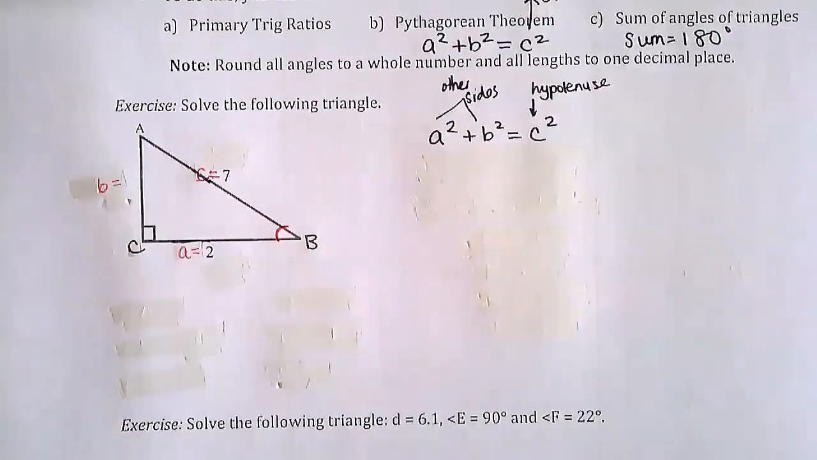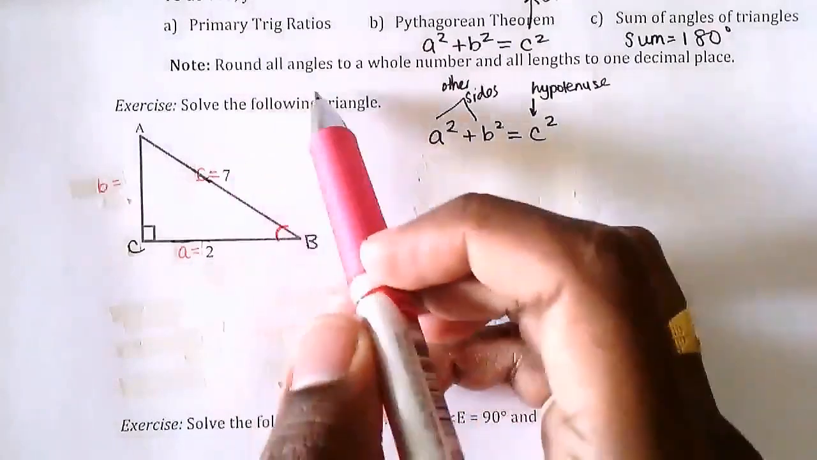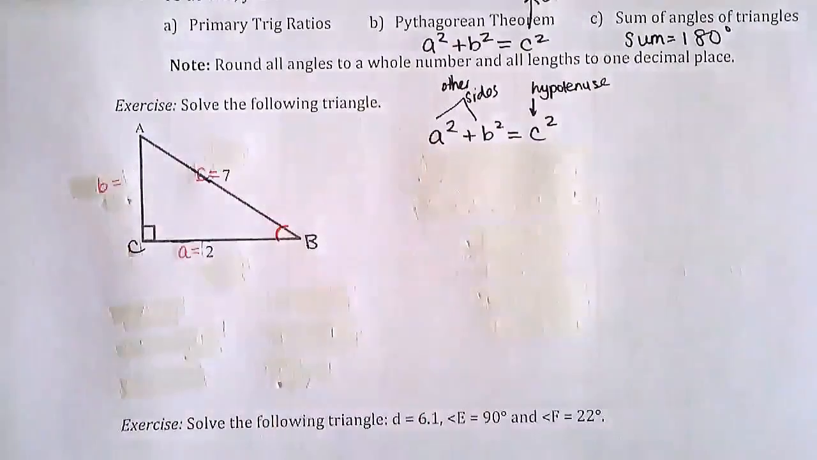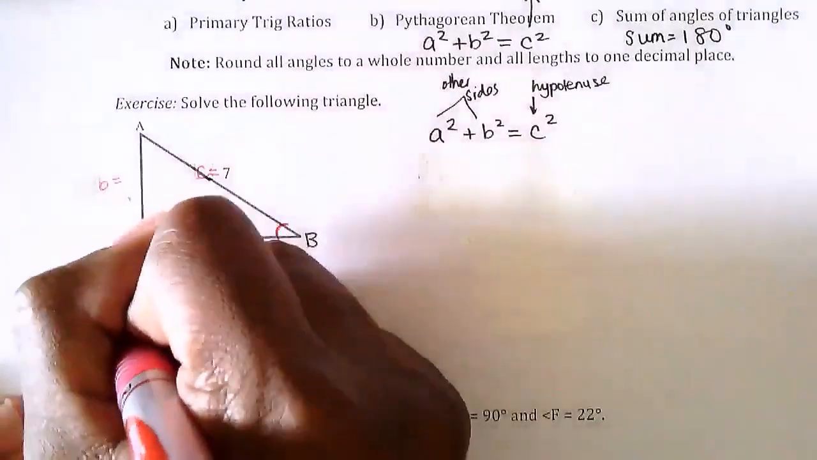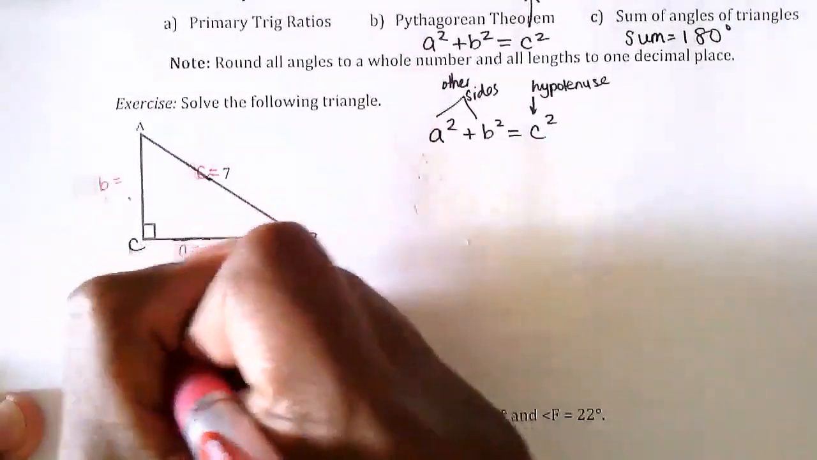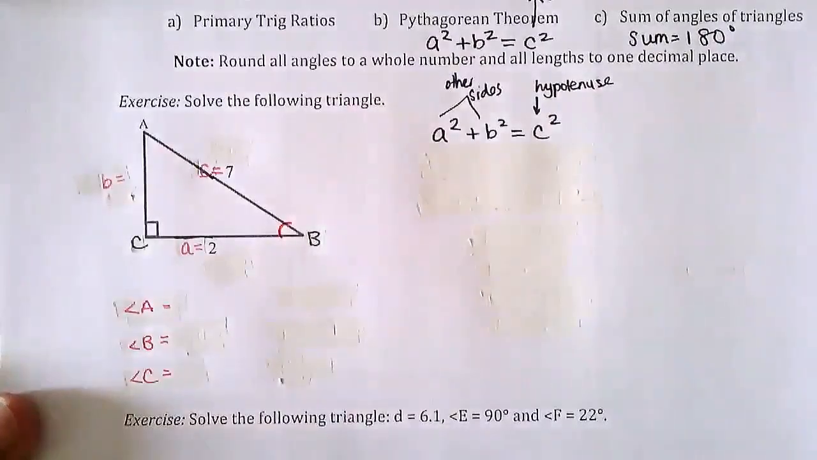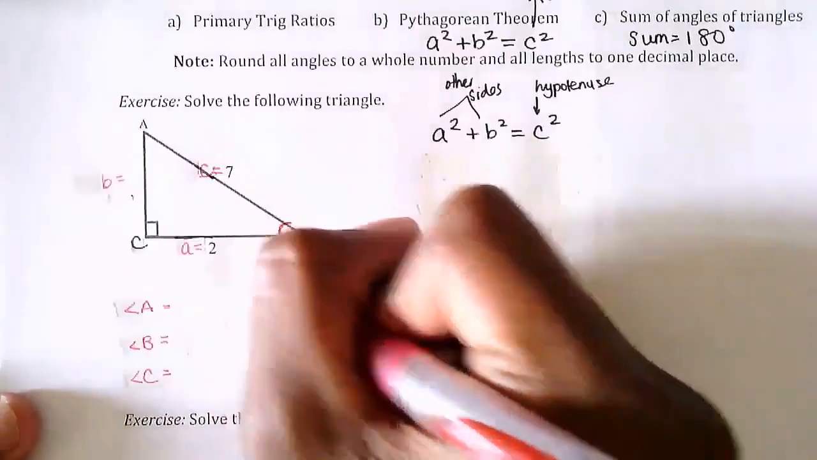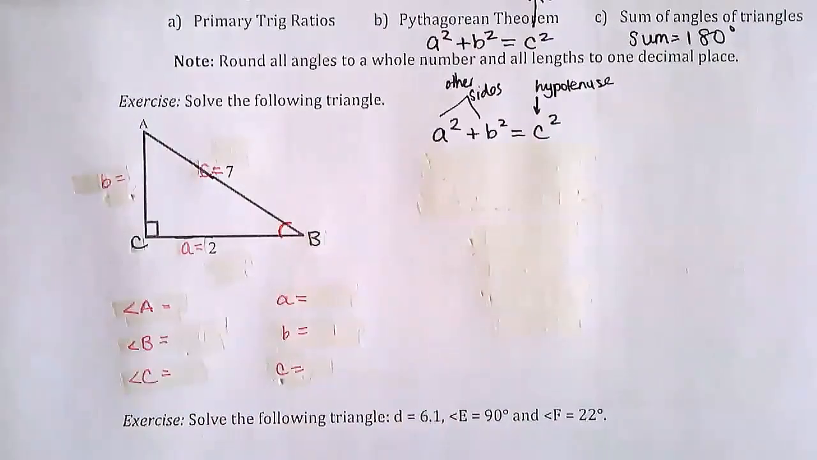What I like to do with these questions is I like to list out all 6 things that I eventually want to solve for. So remember, if it just says solve the following triangle, you want to solve for all 3 angles as well as all 3 sides. So I'm going to label them down here. Angle A, angle B, angle C. I know at the end I should have values for all 3 angles, but also a, b, and c. By the end, I should have values for all 3 side lengths.